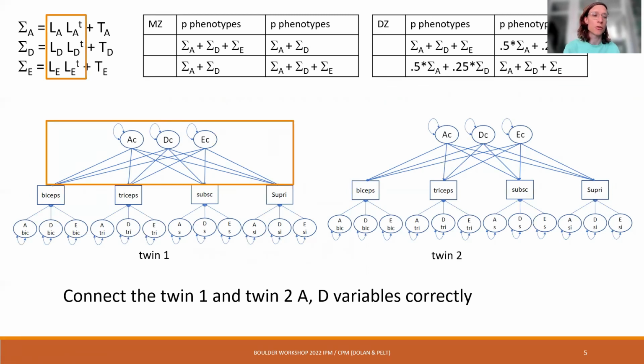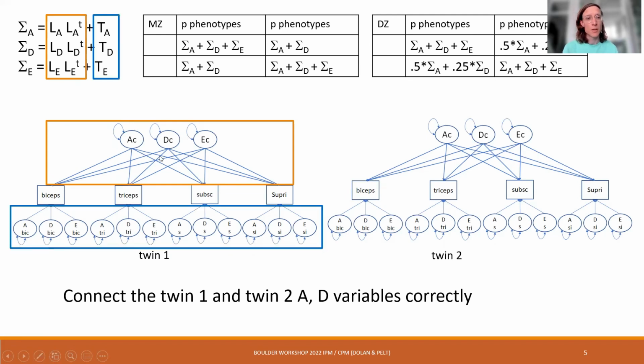So here in the first part of the equation, before the plus sign, this gives you the common effect. So the common A, D, and E effects common to all four phenotypes. The part behind the plus sign gives you the phenotype specific, unique, additive, non-additive, and non-shared environmental effects.